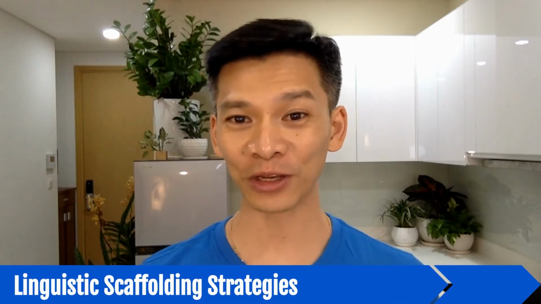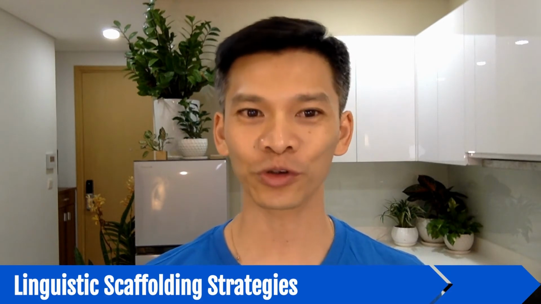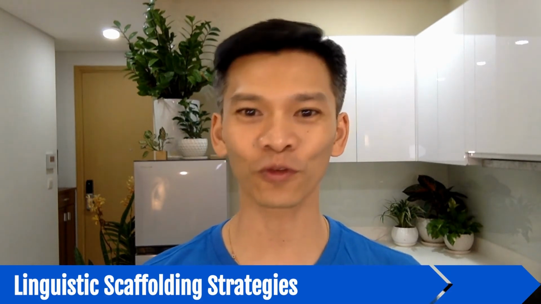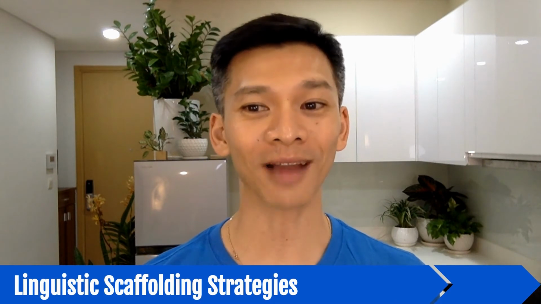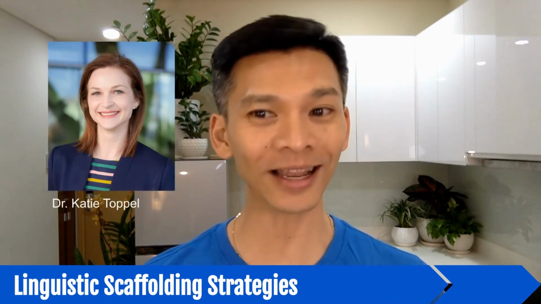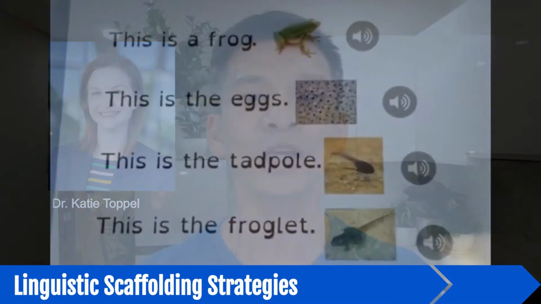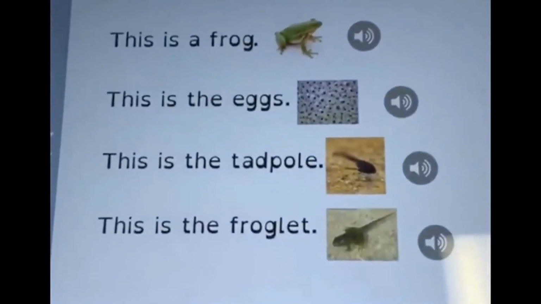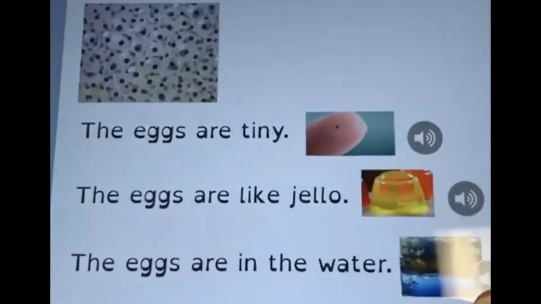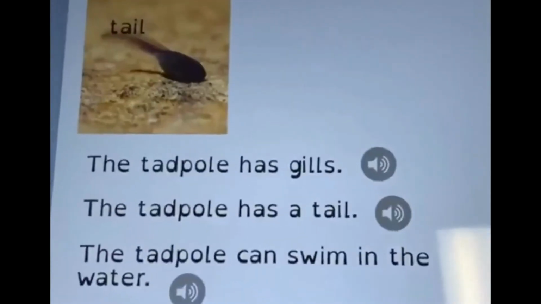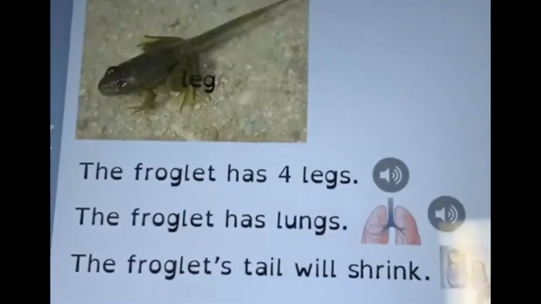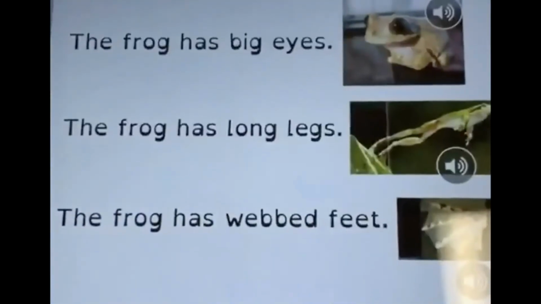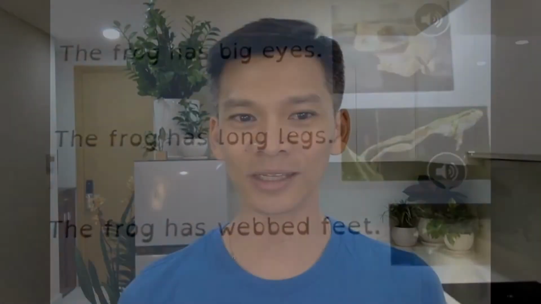For our very beginner ELs, you can use Book Creator to create a content-based book for kids. In this example by Dr. Katie Topol, yes, the legendary Katie Topol, she wanted students to learn about frogs. She created short, content-specific sentences and provided an image for each one. But wait, she did even more. She recorded her reading of sentences out loud. Students can then click on the sentences to practice reading out loud or to hear the text read to them.